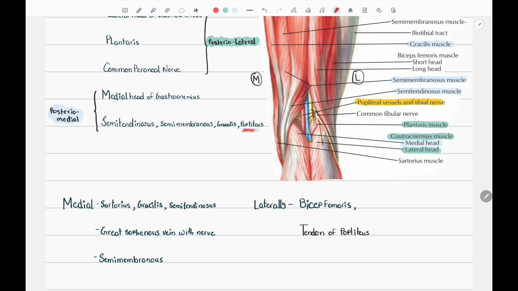Here you have seen the popliteus is lying posteromedial, but since the popliteus muscle is a triangular muscle, its tendon lies lateral, but its main muscle lies medial. Here lies the tendon of the popliteus muscle and here lies the head of the popliteus muscle.